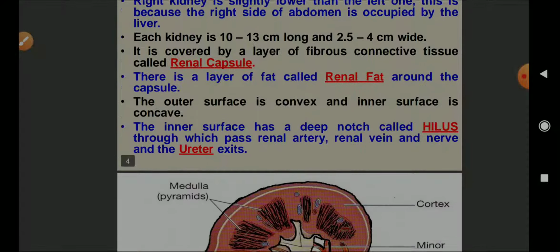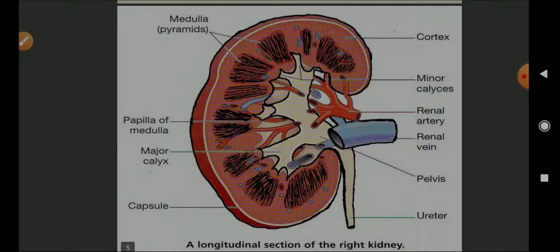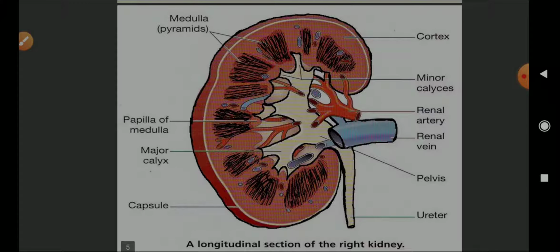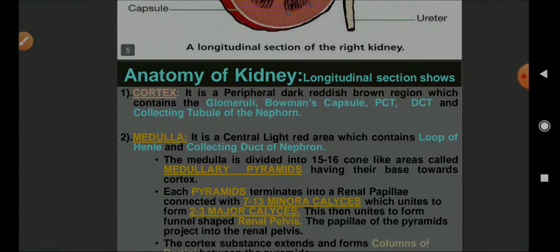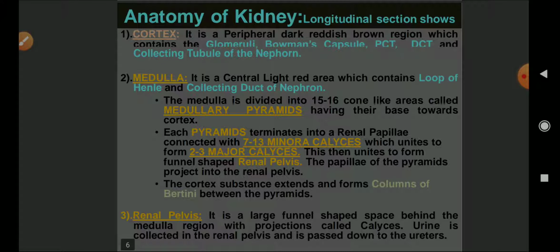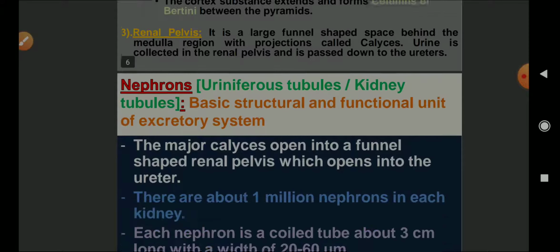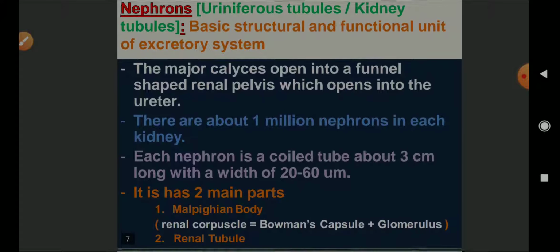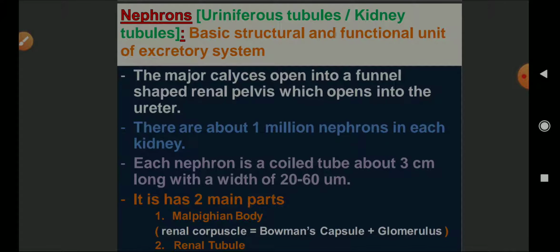In the previous episode, if you want to go through it, please do, so that you can see the figure of the external structure of the kidney or excretory system. Here we have seen the anatomy of the kidney, that is a longitudinal section, and now we are going to go to the nephrons. Now what are nephrons? Another name of nephrons is uriniferous tubules, kidney tubules.